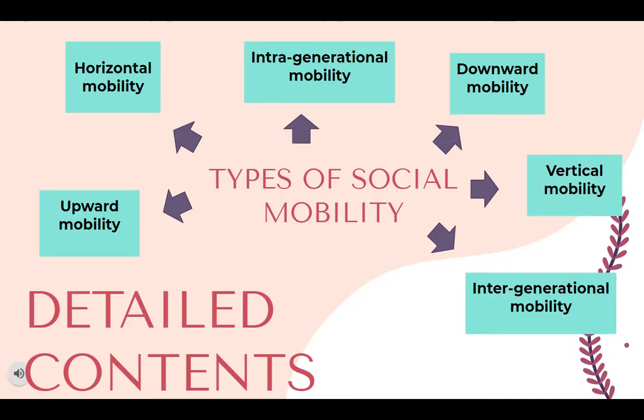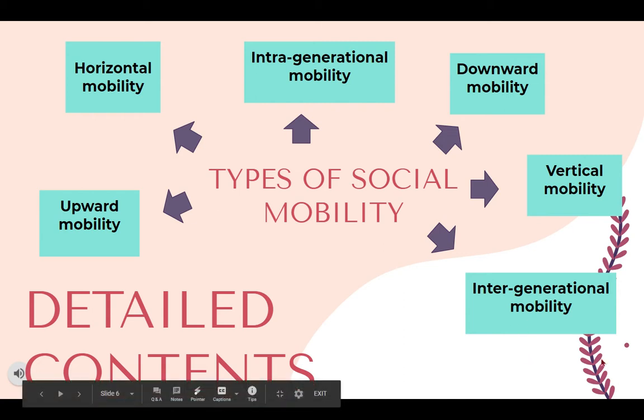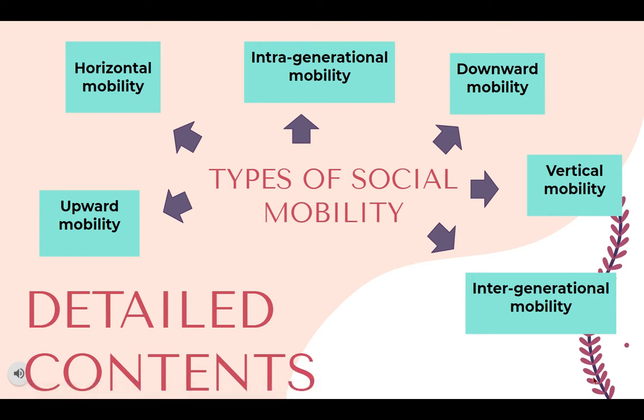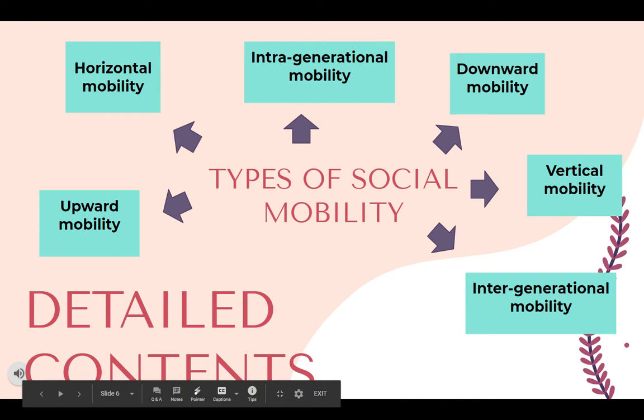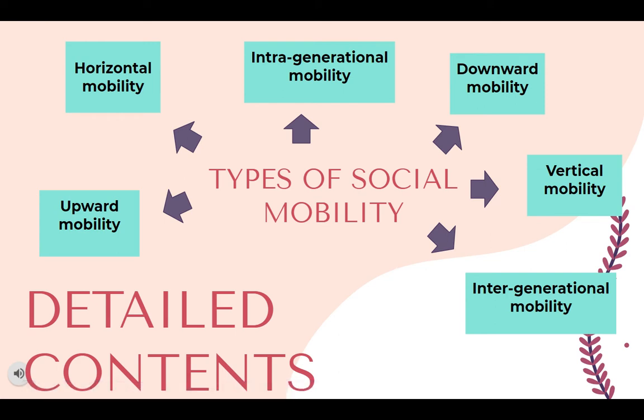Our first detailed content is the types of social mobility. Social mobility can take different forms, and people can experience different types of mobility in different stages of their life. So, there are 6 types of social mobility.